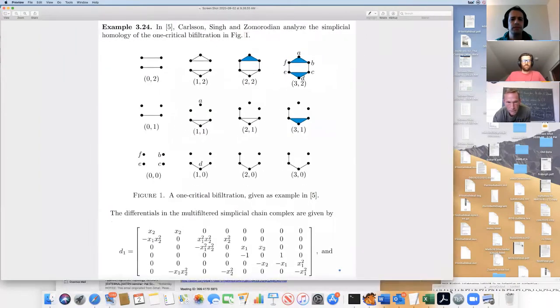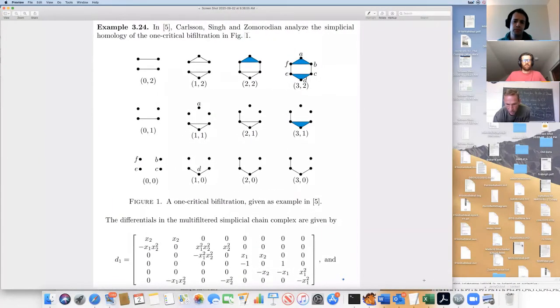I want to talk briefly about the motivating example so we're all on the same sheet of music. So this is our starting picture. This is a bifiltration, so we have two parameters. I have a filtration that goes in the x2 direction vertically and the x1 direction horizontally.